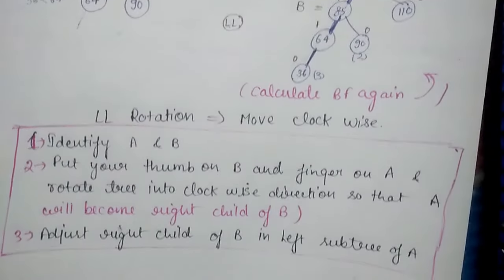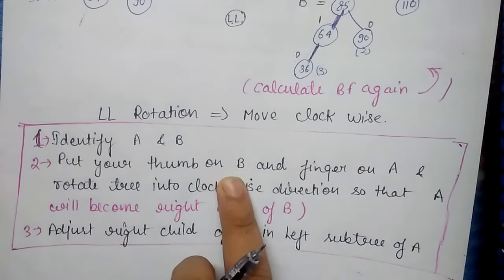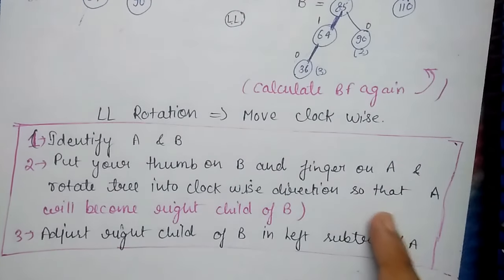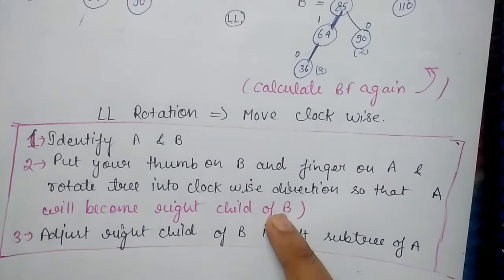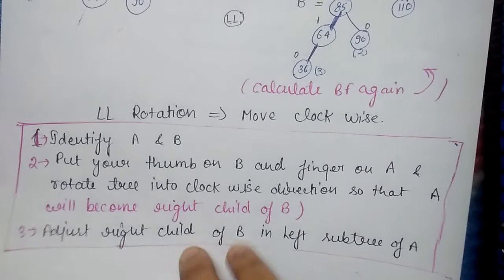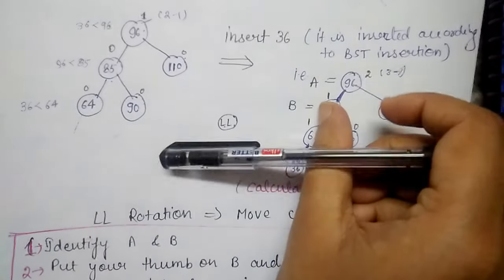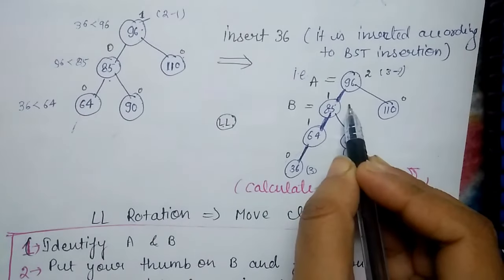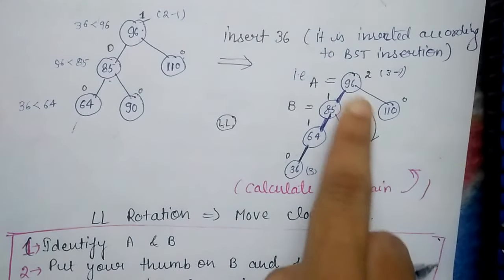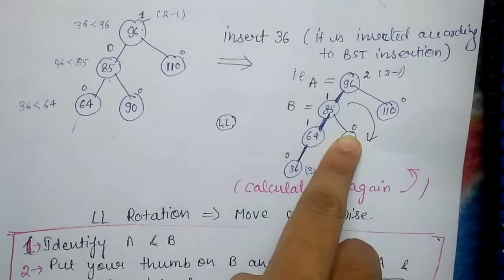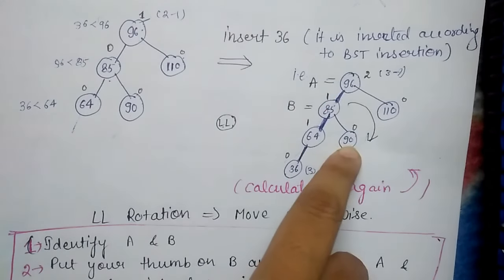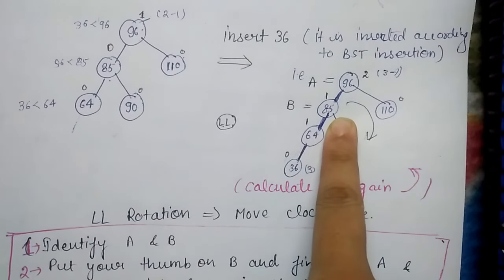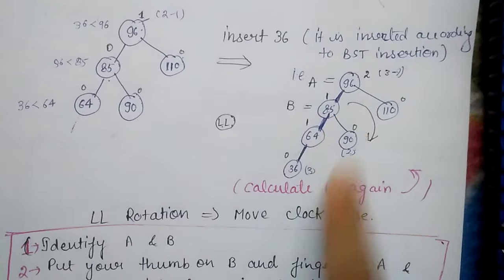Now in the LL rotation, put your thumb on B and your finger on A and rotate the tree in the clockwise direction so that A becomes the right child of B. The whole subtree of A will become the right child of B. Right now don't bother about this 90. Simply place A as the right child of B.